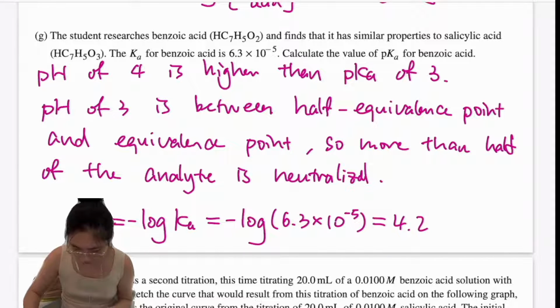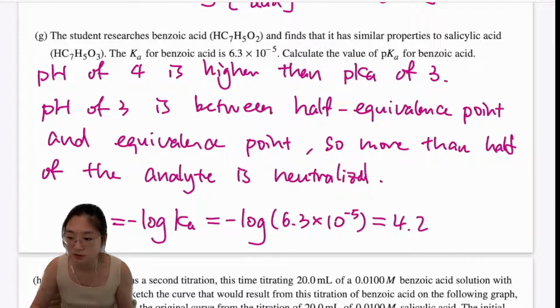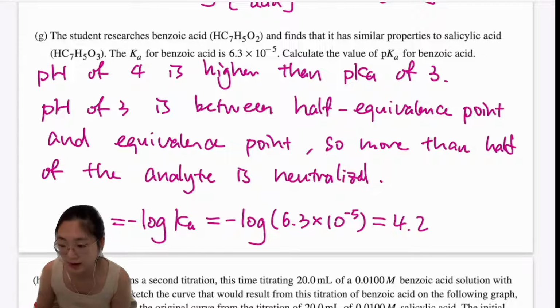Which is approximately 4.2. Well, pKa is always equal to pH only at the half equivalence point. Only at the half equivalence point.